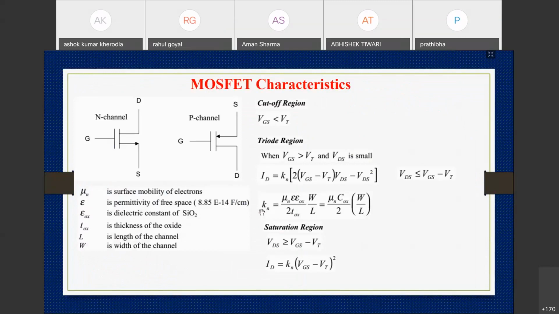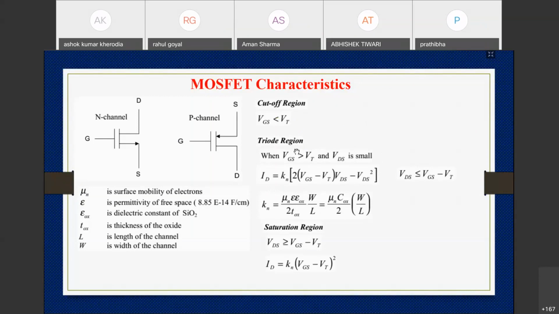So if I want to plot the MOSFET characteristics, this is your NMOS, this is your PMOS. If you are going for NMOS, it is operating in cutoff if VGS is less than threshold voltage VT. When VGS is greater than VT and VDS is very small, the MOSFET is operating in linear or triode region, whose current equation is given by this, where Kn is what? Mu n Cox W by L, half.